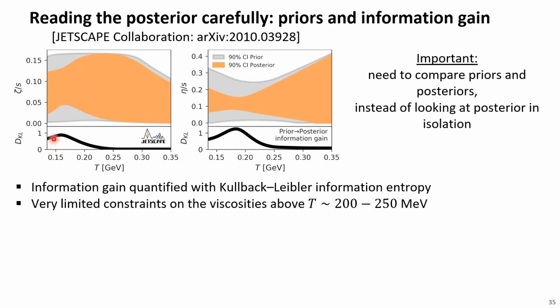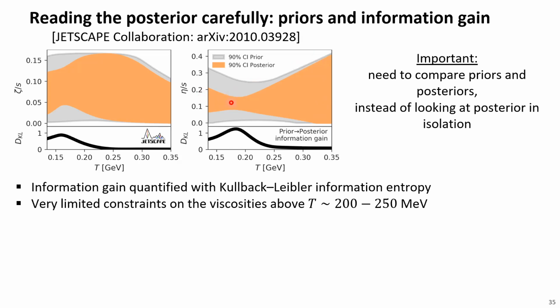And we added here this information gain, which is just a way to quantify how much information you have in your posterior compared to your prior. So in a sense, how wide is the orange compared to the gray? And you can see that at very high temperature, we really don't have very much information. So we're not saying that bulk is large here or that bulk is small here. We're saying that we really don't have the information to tell using our observables. And the same here. We can't really tell what is the value of shear viscosity at 350 MeV.